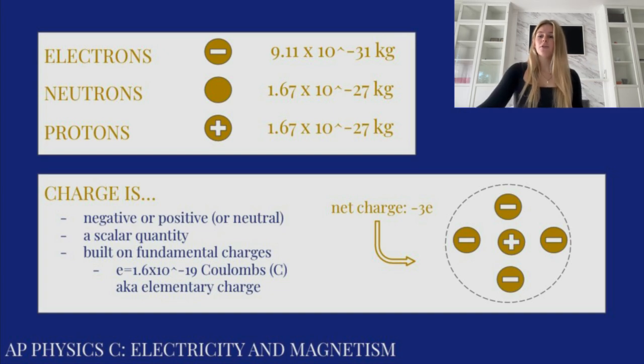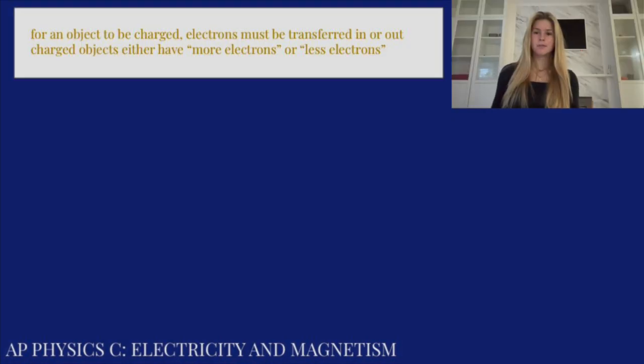So a proton will have a charge of plus 1e, and an electron will have a charge of minus 1e. If we look at this object on the left in the picture, this object has one proton, so that's plus 1e, and 4 electrons, minus 4e. If we add those up, we get a net charge of negative 3e. So this object is negatively charged, and the charge has a value of negative 3 times 1.6 times 10 to the negative 19 coulombs.